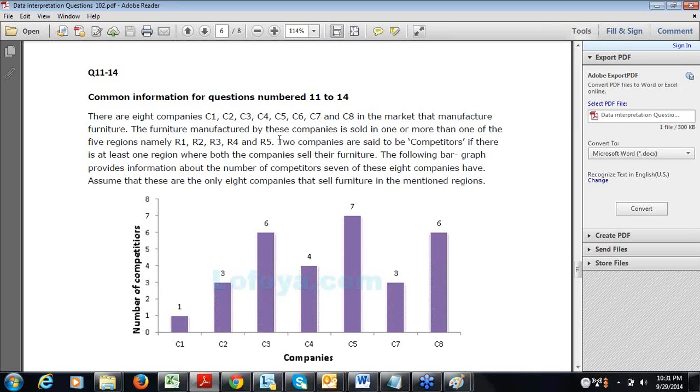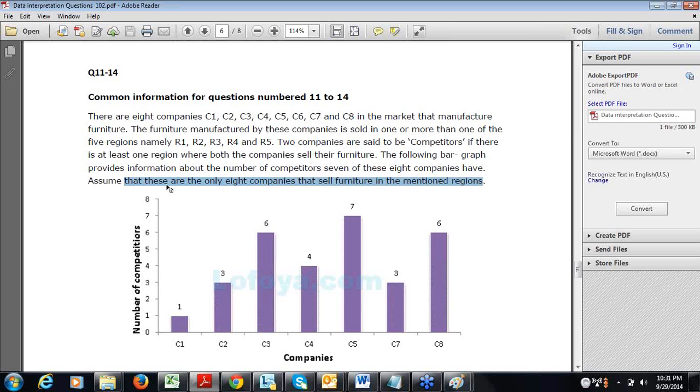The furniture manufactured by these companies is sold in one or more than one of the 5 regions, namely R1, R2, R3, R4 and R5. Two companies are said to be competitors if there is at least one region where both the companies sell their furniture. The following bar graph provides the information about the number of competitors 7 out of these 8 companies have. Assume that there are only 8 companies that sell furniture in the mentioned region.